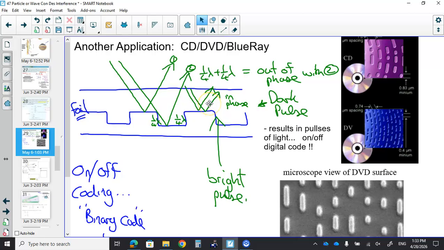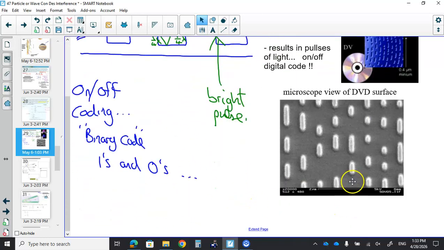And so basically the sensor's getting light and not getting light, just basically on, off, or ones and zeros, which is, of course, what digital is, right? Your favorite song in your phone at the root level is really just a bunch of zeros and ones, binary code, right? So it's a microscopic view of the surface of a DVD there.